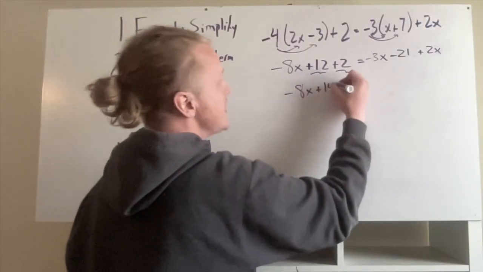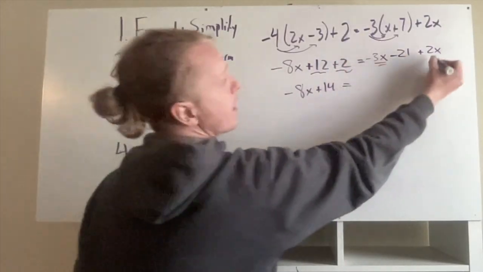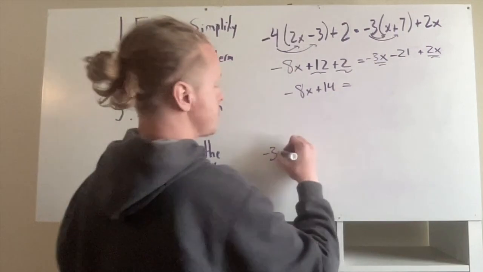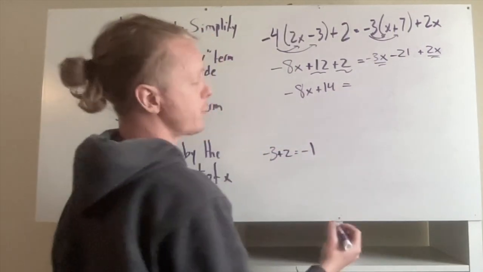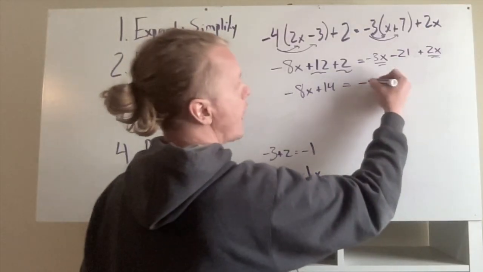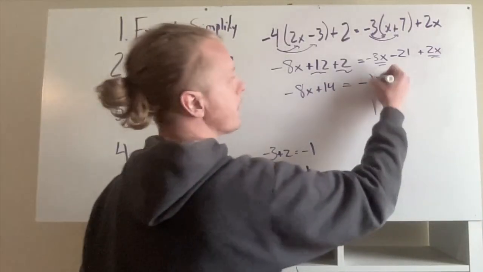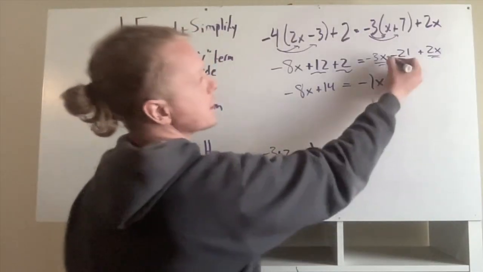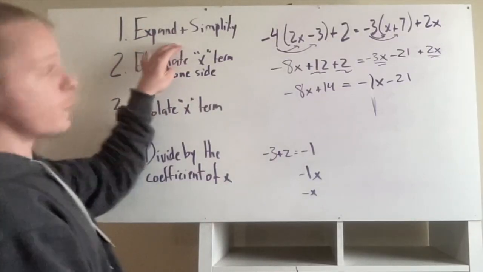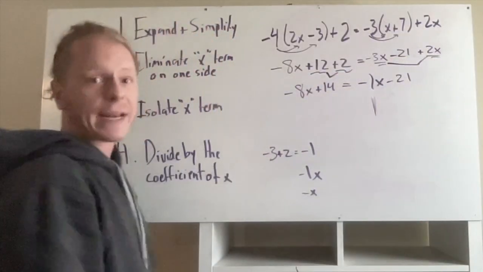-8x plus 14. And what about on the right side of the equal sign? We actually have two x terms, right? So let's combine them. -3 plus 2 gets me -1. So we have -1x, or just -x. So I'll put -1x just for clarity, but we could also write -x. Okay? -1x minus 21. So that was step 1. We expanded, and then we had some simplifying to do, right? These two and these two, combining those like terms.